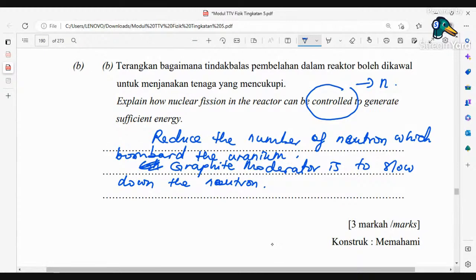And then to control the number of neutrons, we can use boron rod to absorb excess neutrons. We do not want too many, so that we can control the nuclear fission. Okay, 3 marks.